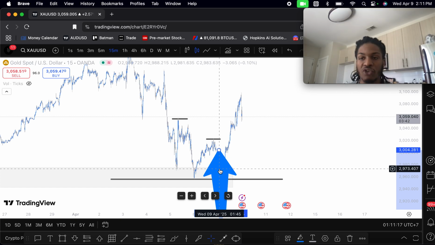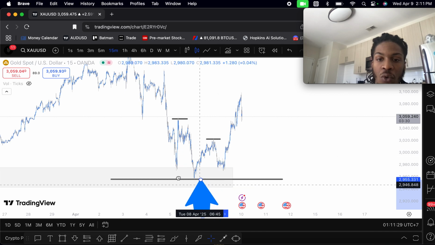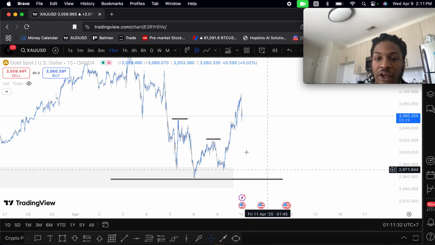When you hear people talk about CHoCH, or change of character, that just means that the market's character of its trend is changing. So the character of it being bearish is changing to the character of being bullish. So now we know what the trend is. So now it comes down to finding our entry.